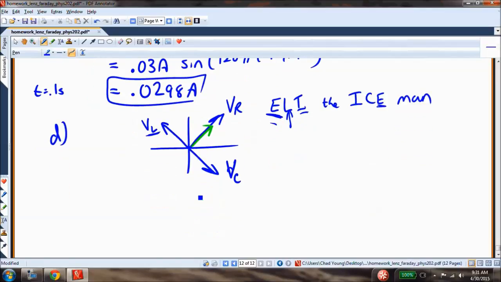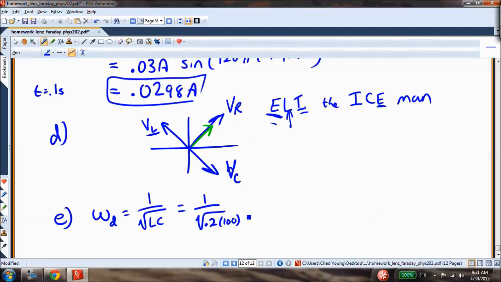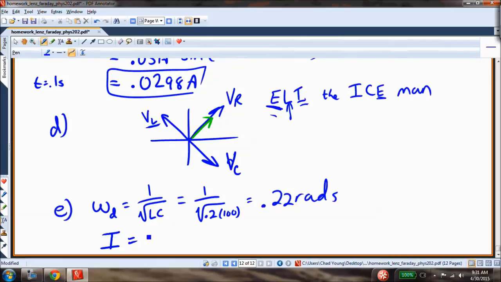And then finally, what is the resonant frequency? Well, the resonant frequency is just equal to 1 over the square root of LC. And so that's going to be 1 over the square root of 0.2 times 100, which is 0.22 radians per second. And at that resonant frequency, the current will be at its maximum value, and that maximum value will equal the EMF maximum, which is 24 volts, divided by the resistance. So that would be 24 over 100, or 0.24 amps.